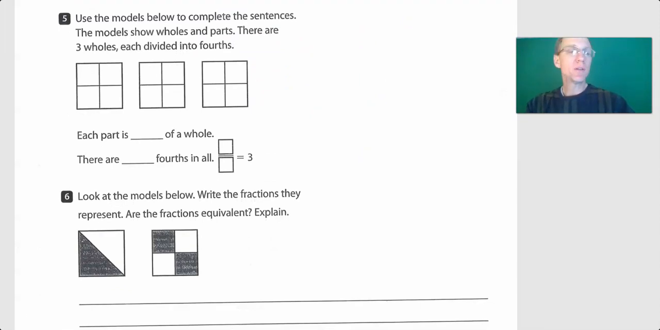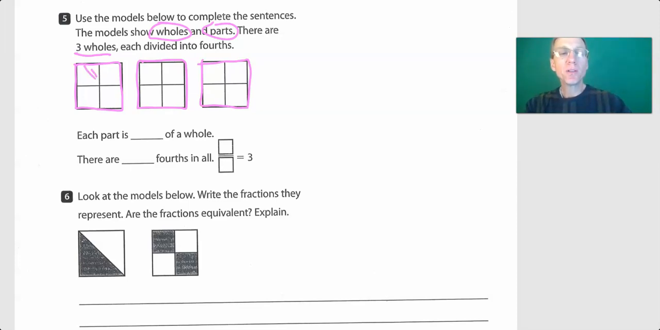Use the models below to complete the sentences. The models show wholes and parts. Those are those big ideas we've been talking about, wholes and parts. There's 3 wholes. Each is divided into fourths. So here are the wholes. There's 1 whole pizza, 2 whole pizzas, and 3. So just think of it as pizza, 3 whole pizzas. Each part is what of a whole?